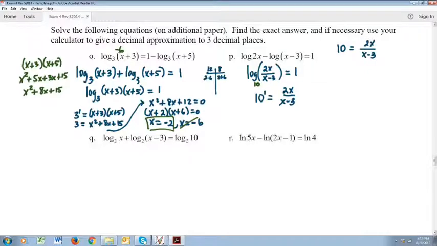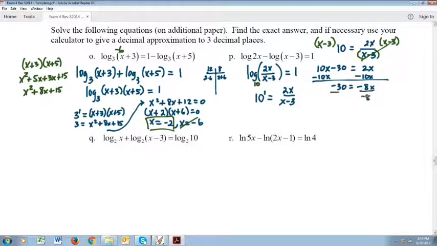So I'm going to rewrite that without the 1, and let's clear fractions by multiplying by x minus 3 on both sides. So on the right, we're going to get 2x. And notice on the left, we're going to have to distribute. We'll get 10x minus 30. Let's go ahead and subtract 10x on each side. We're going to get negative 30 equals negative 8x. Let's divide by negative 8. And so we get 15 over 4.